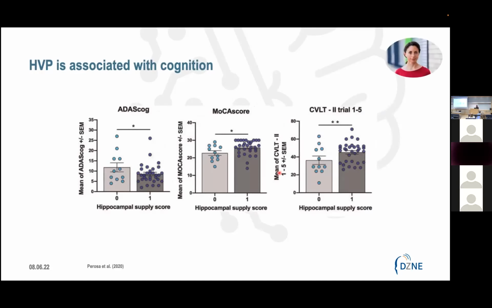So a previous colleague of mine, Valentina Perosa, also shown on the slide, she examined the association of the HVP with cognition and found that on various cognitive tests, people with an augmented supply, here shown with a 1, had better cognitive scores. Please note that for the ADAS-Cog, a lower score means less errors, so better cognition. And so we have 2 more cognitive tests and 1 that is a bit more memory-based, the California Global Learning Test.